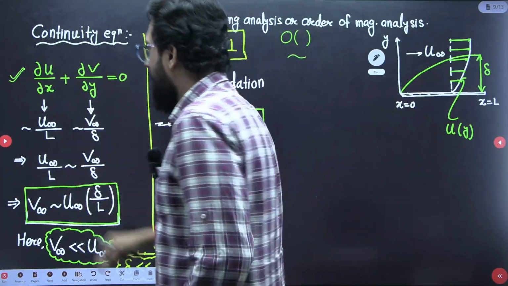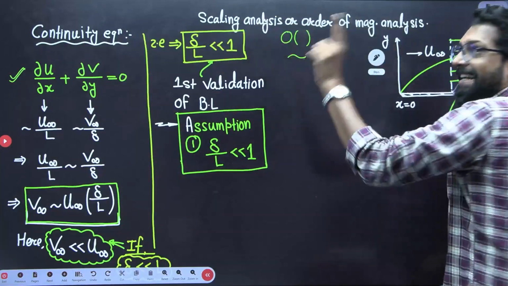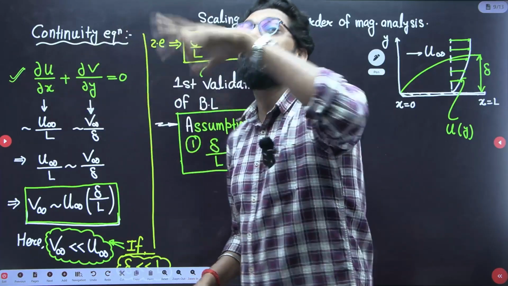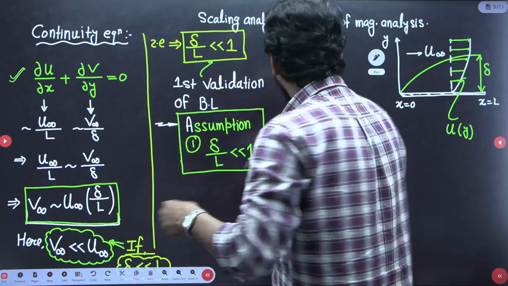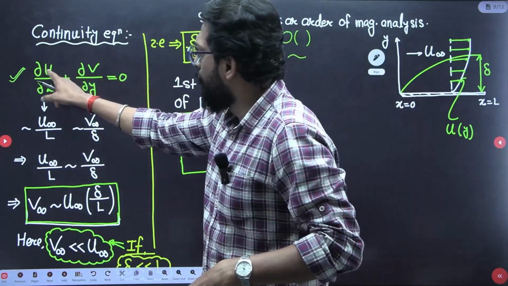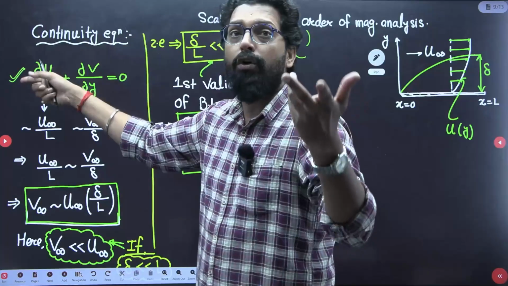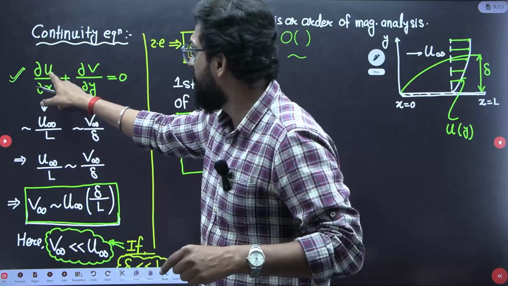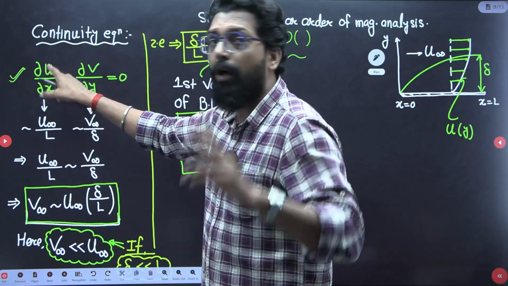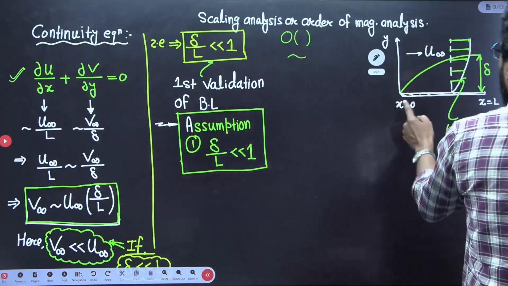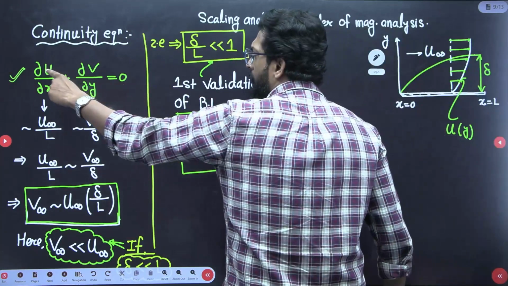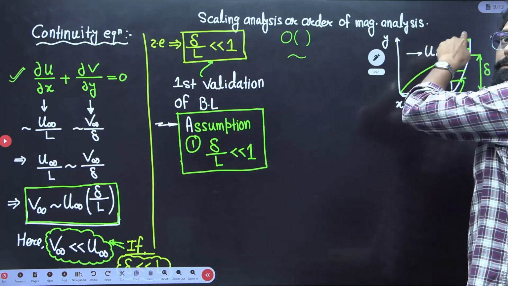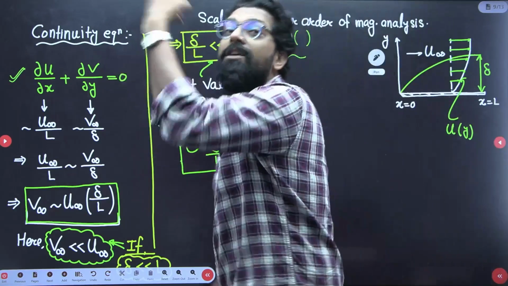What is the order of magnitude? Always take the parameter you have to find out, and its maximum value is called the order of magnitude. So, this is your u. What is the order of du? Just write a numerical value. U has a maximum velocity, which is u infinity, the free stream velocity.